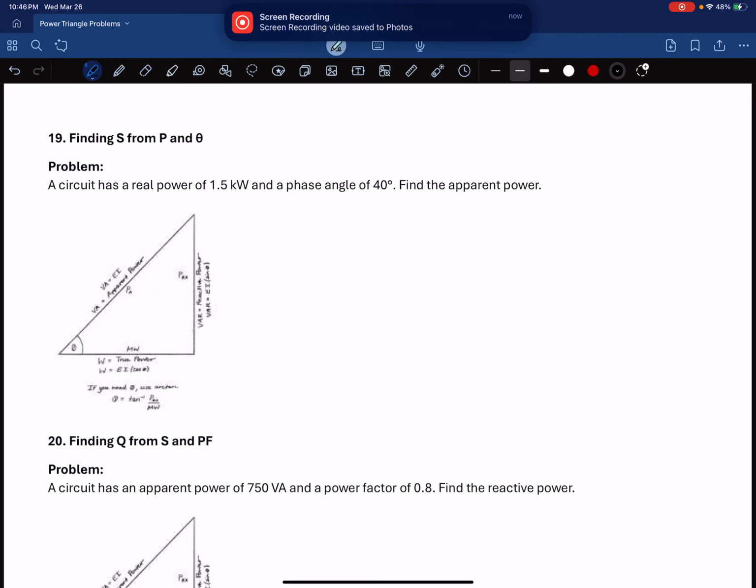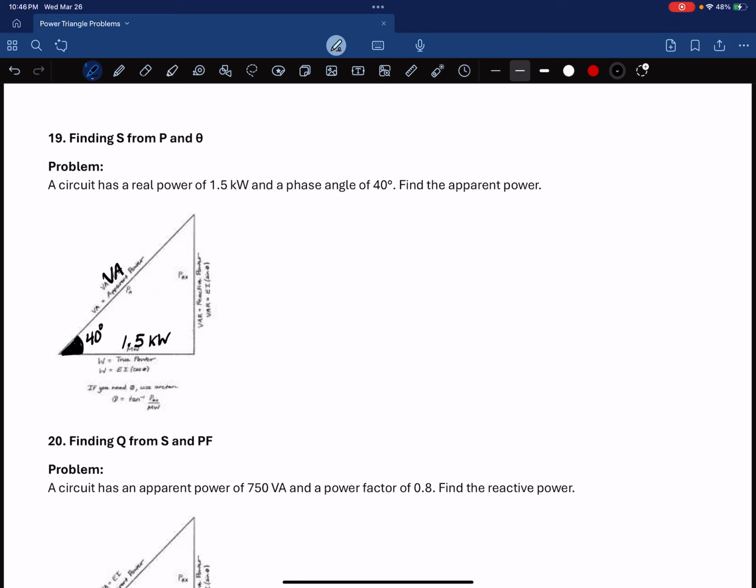A circuit has a real power of 1.5 kilowatts and a phase angle of 40 degrees. So they've given us theta this time. And I think I am going to draw the colored lines on this one because we're dealing with, I think, a trig ratio. Find the apparent power. So we're looking for this one.